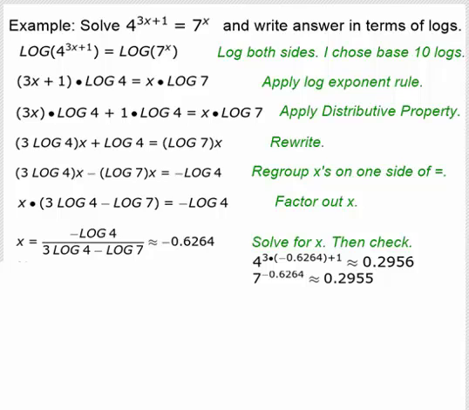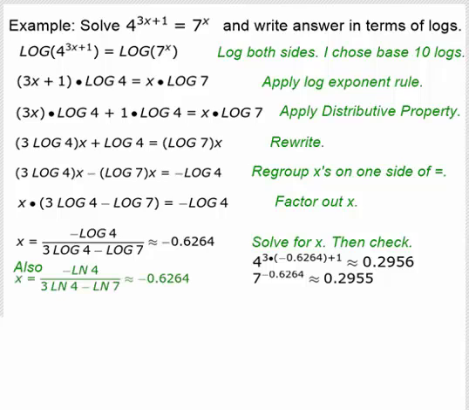And when we do that, we get 4 raised to the 3 times negative 0.6264 plus 1. And that gives us 0.2956. And when we take 7 to the negative 0.6264, we get 0.2955. That's close enough to tell us that this is an answer that works in this equation. So our answer of negative log of 4 over 3 log of 4 minus log of 7 is correct. And if we wanted the decimal answer to 4 places, then we'd use negative 0.6264.